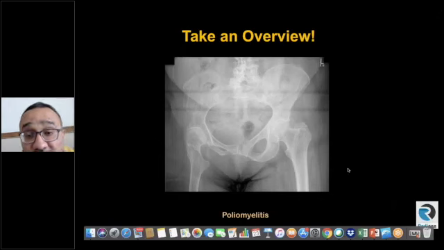So this case, the answer is there on the film, but the point I'm trying to make here is you have to take an overview. If you compare the right side with the left side, there's obvious hyperplasia, you can say, or there is a smaller right hemipelvis in contrast to the left, and in addition the coxa valga and abnormal alignment of the proximal femur.